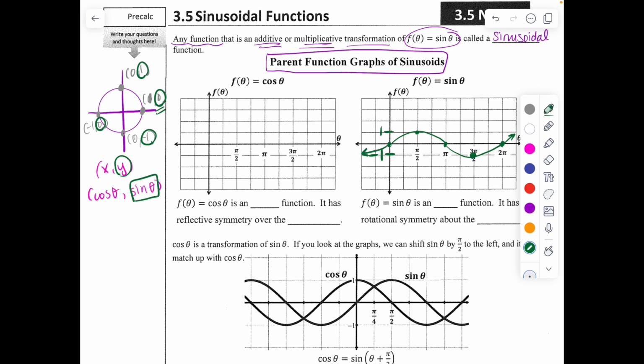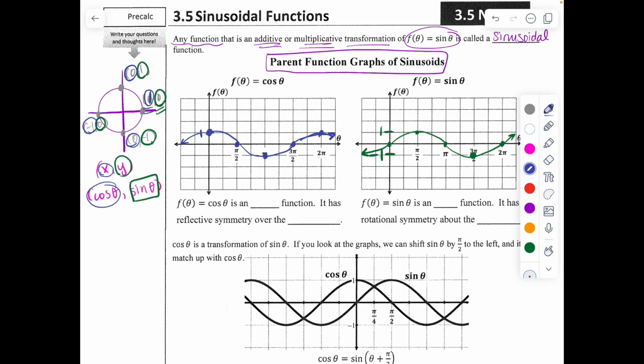And then we also see that cosine is those x values around the circle. At 0, it's 1. At pi over 2, it's 0. At pi, it's negative 1. At 3 pi over 2, it's 0. And then back to 1 at 2 pi. So let's go ahead and graph this. It starts at 1. Pi over 2 is 0. At pi, it's negative 1. At 3 pi over 2, it's 0. And at 2 pi, it's back to positive 1. And we're going to connect our curve like this.